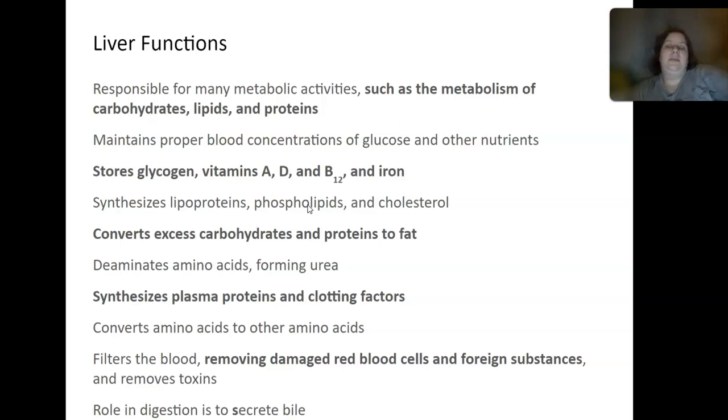So it synthesizes lipoproteins, phospholipids, and cholesterol. It converts your excess carbs and proteins into fat and then stores them on your body. It deaminates amino acids, which just means removing the amine, forming urea. It synthesizes plasma proteins and clotting factors, so if you cut yourself, this is why your blood clots. It converts amino acids into other amino acids. It filters your blood, so it removes the damaged red blood cells and foreign substances and removes toxins. And then its role in digestion is to secrete bile.